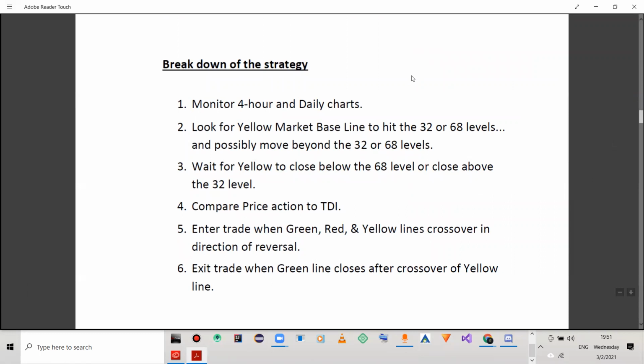The first one, monitor the 4-hour and the daily charts. The second one, look for the yellow market baseline to hit the 32 or 68 levels and possibly move beyond the 32 or 68 level. That is simply breaking through and hooking, something like this. Let me show you here.